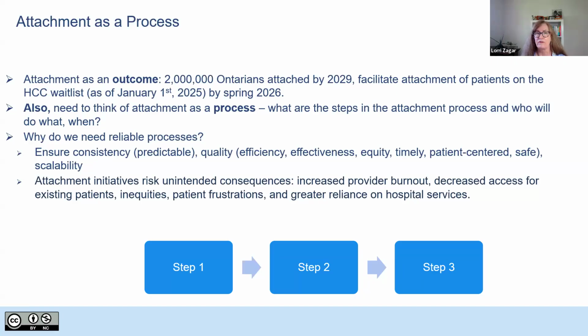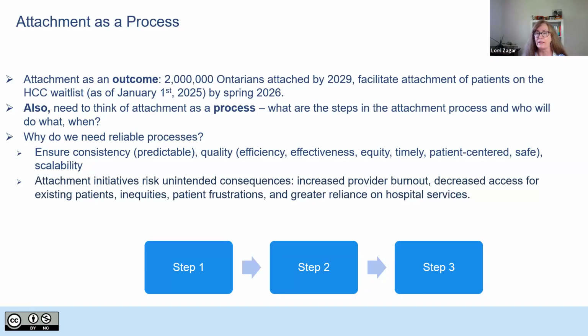Why do we need to get into that level of detail? Because we need reliable processes. And what do reliable processes help us with? Well, they ensure consistency, so they make our system predictable. It decreases the variation within the care that we provide. So it's really important to have those reliable processes.